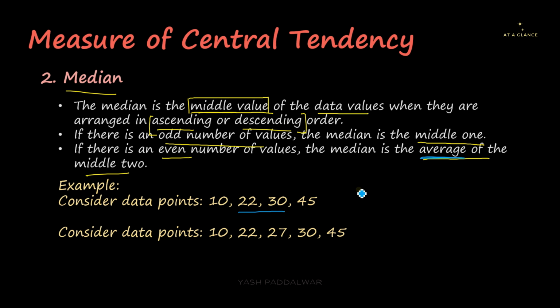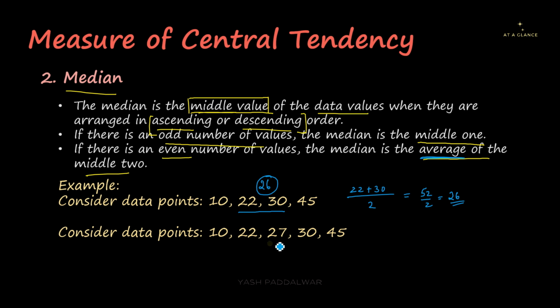Now we have already seen how to take an average. First, we add them, and then we divide by the total number of values concerned. Here two values are concerned, so we'll divide by 2. Here we are taking the average. So 22 plus 30 is 52, divided by 2, and we get the answer as 26. So the median of these four values is 26. So this was the first case.